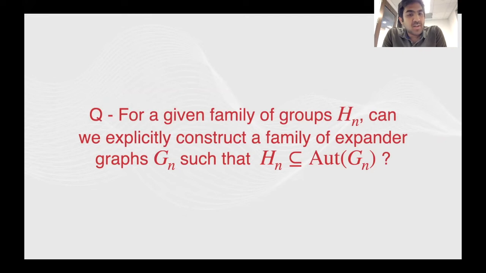And our formal problem statement, therefore, is that given a family of groups, H_n, can we explicitly construct a family of expander graphs, G_n, such that H_n is a subgroup of its automorphism group, right? Here, the notion of explicitness that we work with is polynomial time in the size of the graph. So we're good with deterministic polynomial time algorithms in the size of the graph G_n. There are stronger notions of explicitness, and we do not work with them for the purposes of the talk, right? And notice here that we've relaxed the condition of H_n being exactly equal, to just a subgroup, because this suffices for the application to quantum codes.